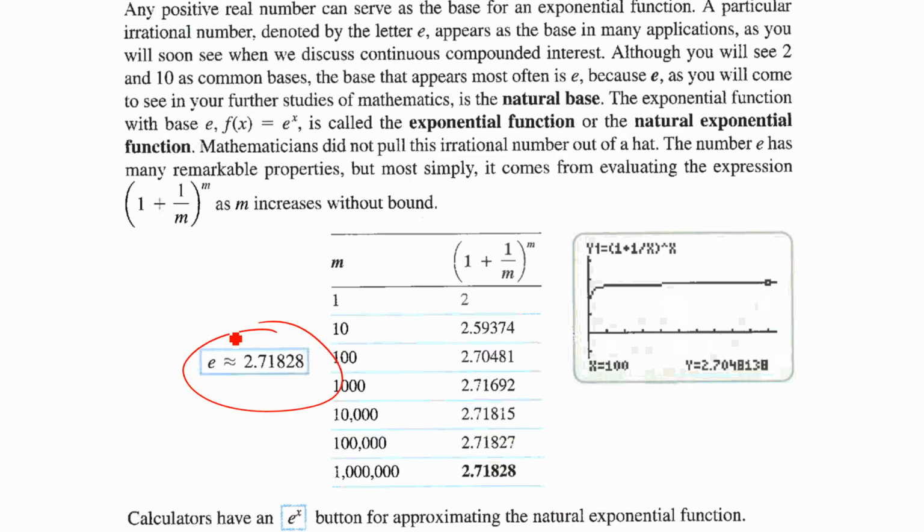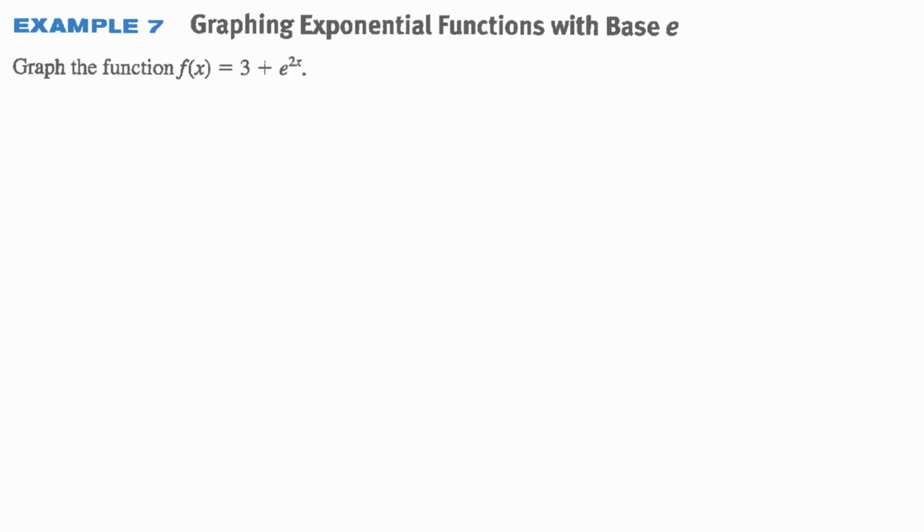Okay, natural base e, we talked about this. e is approximately equal to 2.71828. As long as you remember 2.7, that's enough. Okay, so let's go ahead and graph this. On this one, we're going to say x equals 0 and x equals 1/2 again, because we want 2x equals 0 and 2x equals 1.